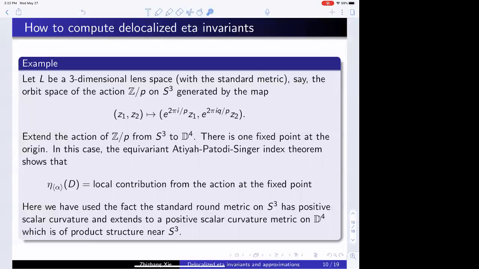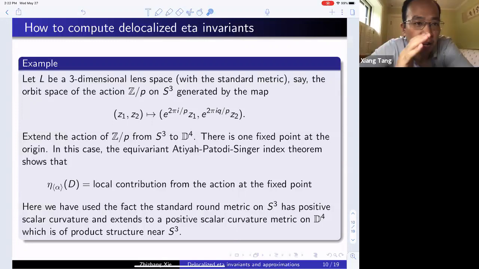Before we move on to talk about how we actually try to understand delocalized eta invariants in general, let me just give this example. So suppose L is a three-dimensional length space.